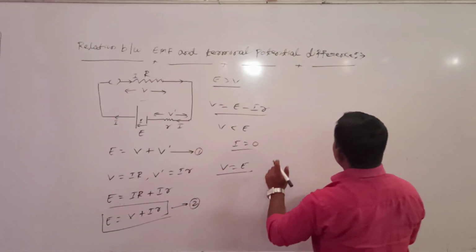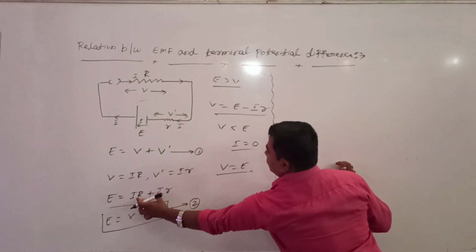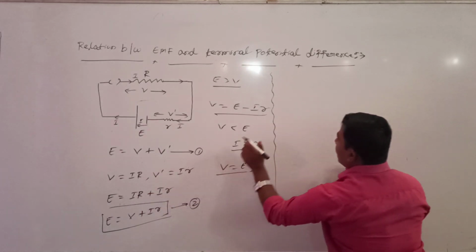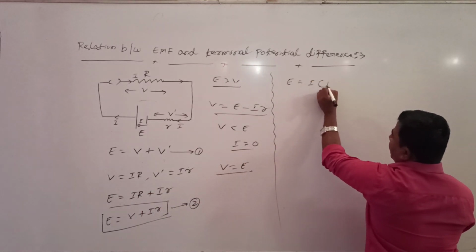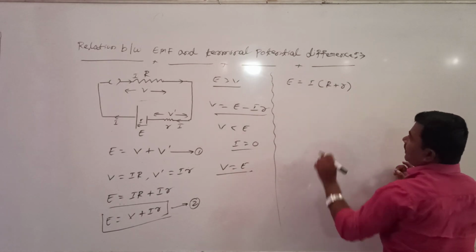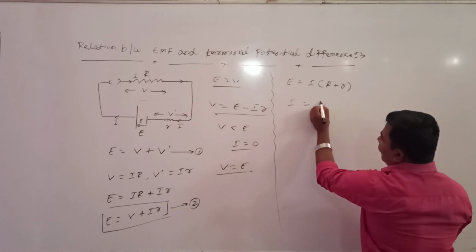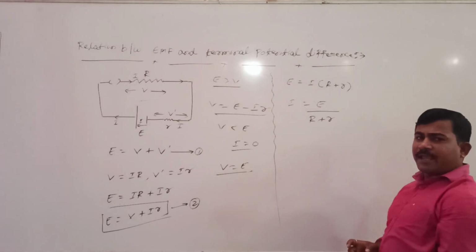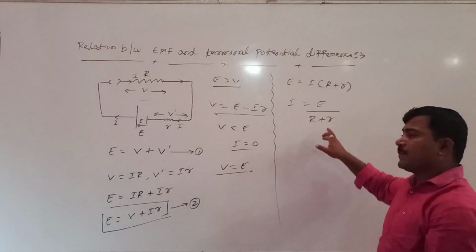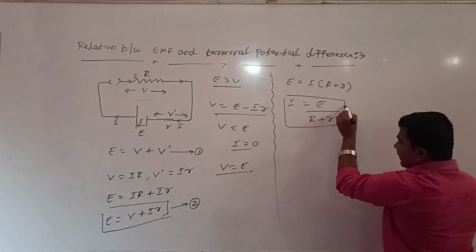E equal to, look at me, how to write this equation. In this equation, I is the common. Mean how to write? E equal to I into bracket capital R plus small r. Right? Or what is the current? Current from the cell: I equal to E divided by capital R plus small r. I mean, the current drawn from the cell we can represent by this equation.